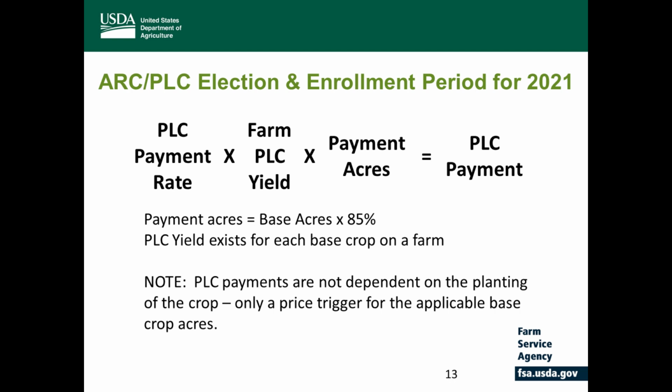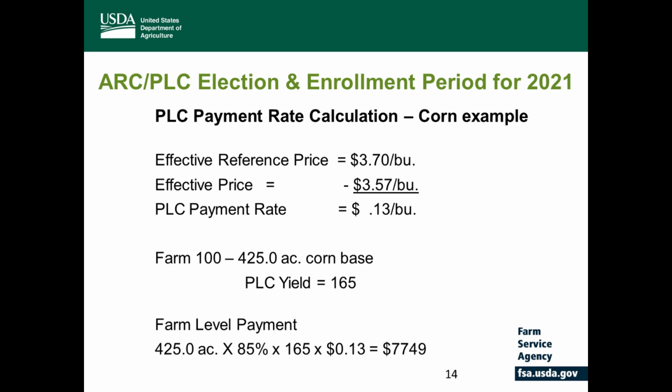So if you have 100 acres of corn base on your farm and 100 acres of soybean base on your farm, but corn is the only crop that triggers, we're going to take that 100 acres of corn base times 85% and your payment acres then would be 85 acres. And again, I just want to note that PLC payments are not dependent on the planting of the crop, only if that crop triggers for a payment and you have base acres on your farm for that crop.